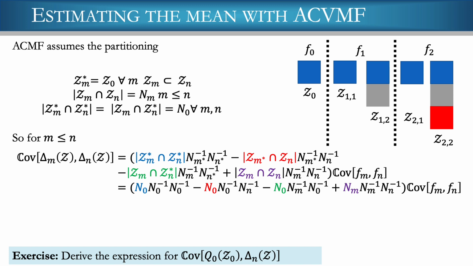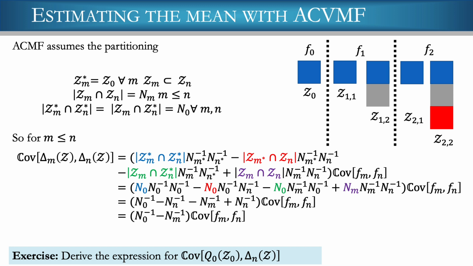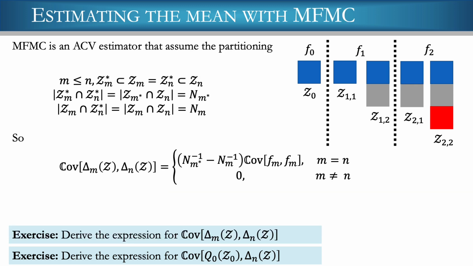The slide uses color coding to show how each term in the general expression simplifies for the ACVMF estimator. For example, the intersection of the set ZM with ZN star is highlighted in green and is equal to N0. We just then collect terms and simplify. A useful exercise for the viewer is to make sure you can derive a similar expression for the covariance between Q0 and delta. Now let's compare the expression we just obtained for ACVMF mean estimators with MFMC mean estimators. The independent partitions making up the sample Z are shown in the new figure. The mathematical conditions used to make this figure are shown on the top left.